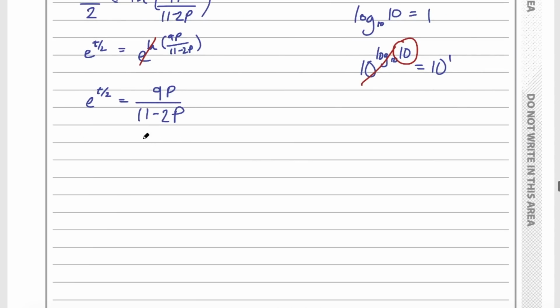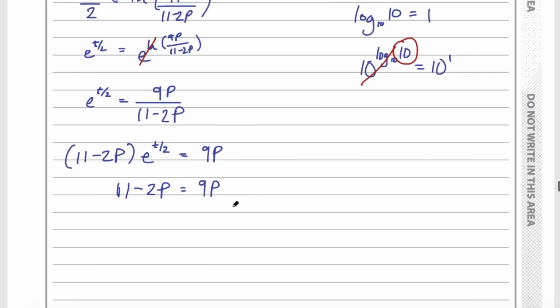So the first thing I would do is multiply the left hand side by this denominator here. So we get 11 minus 2p multiplied by e to the power of t on 2 equal to 9p. Then I would perhaps divide the other side by e to the power of t on 2. That might sound a little bit counterproductive, but bear with me, you will see where I'm going. So on the left, I'm left with 11 minus 2p equal to 9p.